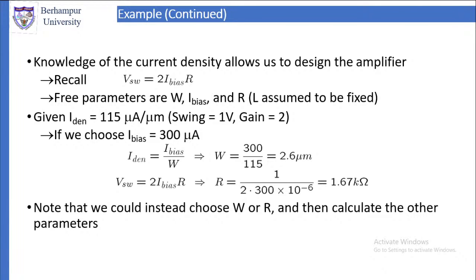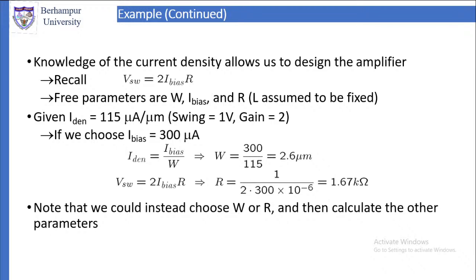Free parameters means we have control over these parameters. Now suppose the current density is equal to 115 microampere per micrometer. This will give us a swing of 1 volt. We are going to get a swing of 1 volt and a gain of 2. These are the two things that we require. Gain of 2 gives us a current density of 115 microampere per micrometer, that we have seen in the previous slide.